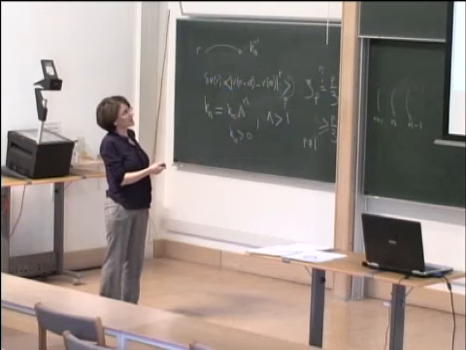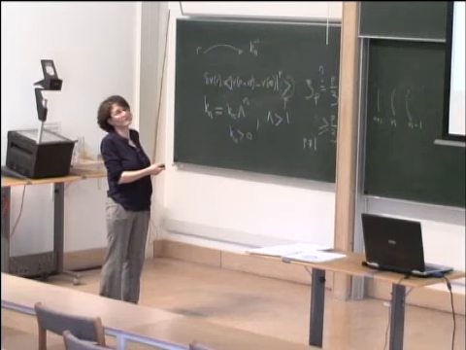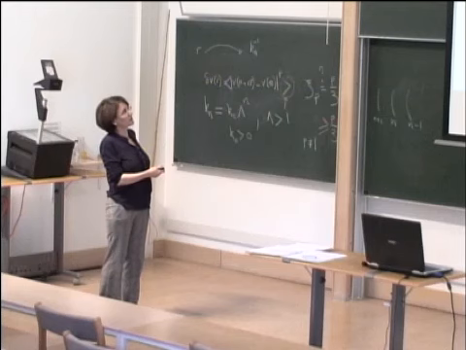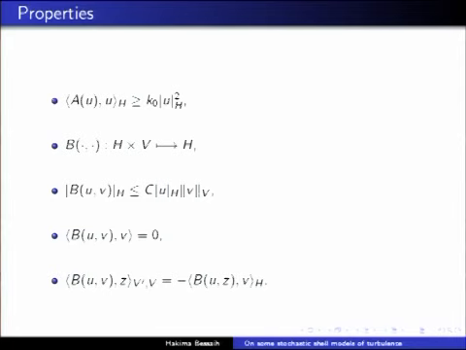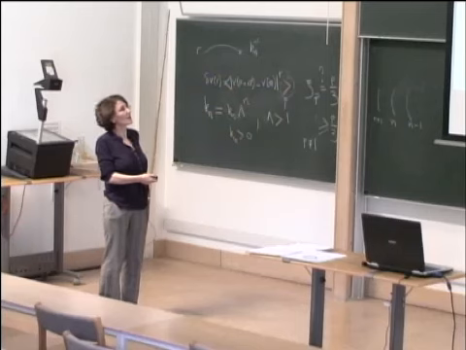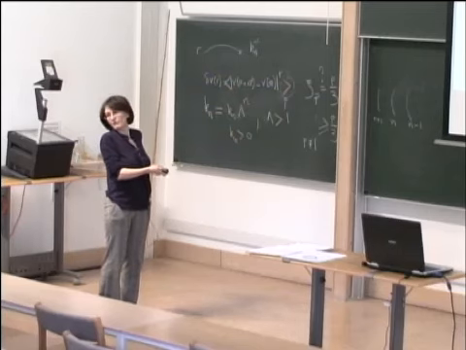But before that, let me tell you the properties of this shell model. The operator A has this nice coercivity property. B is an operator from H cross V into H, which makes it a little bit better than Navier-Stokes. For Navier-Stokes, we have a little bit less. We have this property as a consequence. And we have this other property, which is typical of Navier-Stokes, the incompressibility condition. All of these shell models verify this condition.